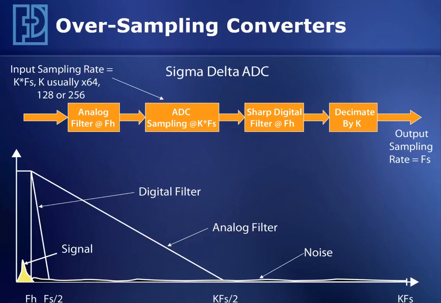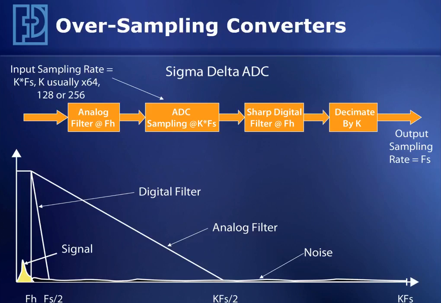So after oversampling the output of that analog filter, internal to the converter, there is a sharp digital filter applied to the data. And this is an algorithm that's applied to the sampled data. After the sharp digital filter is applied, you decimate by a factor of k, whatever the oversampling ratio was, and you end up with an output sampling rate of f sub s.